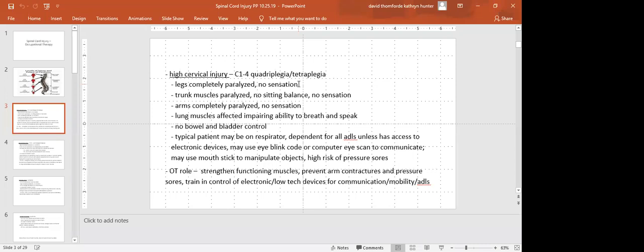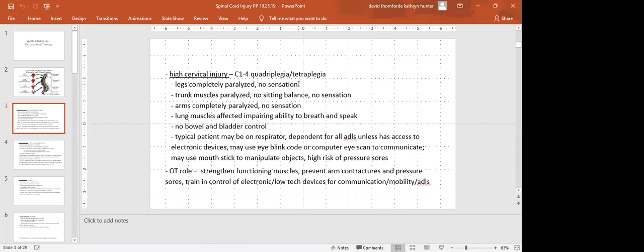Sometimes they'll need to use some sort of a code to communicate if they have trouble speaking. It could be an eye blink code, like blink once for yes, blink two for no. It could be a letter scanning thing whereby they blink to indicate what letter they want. Or they may be able to use a computer eye scan, whereby they look at a certain place on the computer and that would indicate to the person they're talking to what letter they want to use and communicate that way. They also may be able to use a mouse stick to manipulate objects.